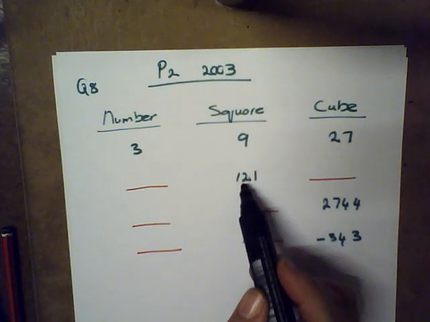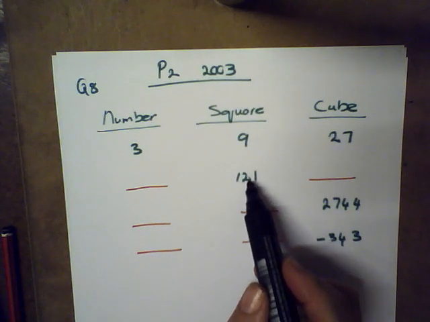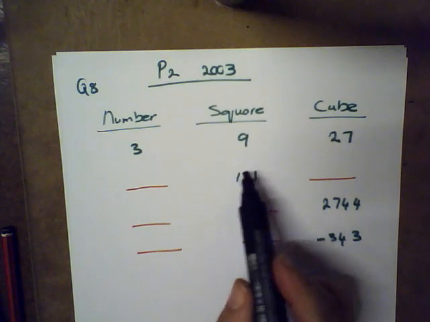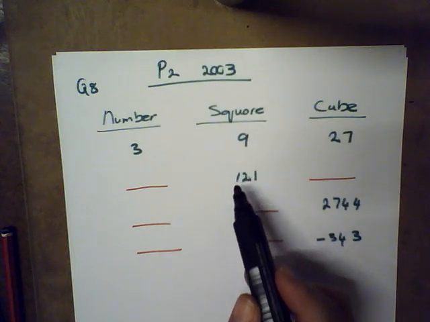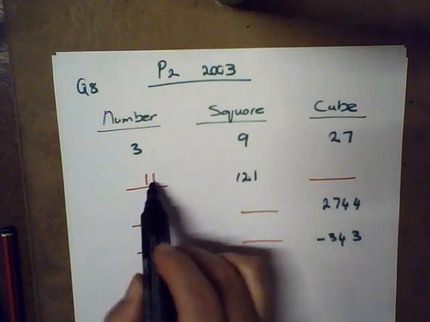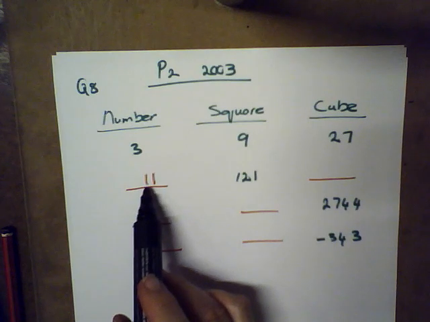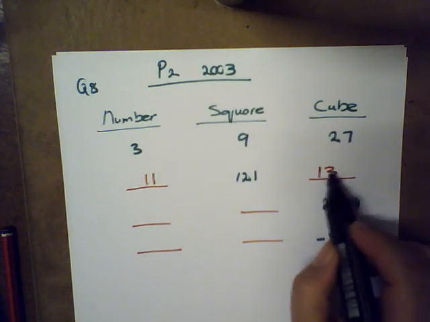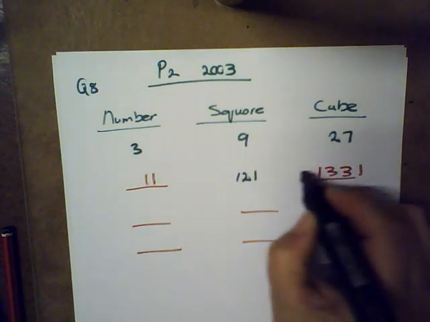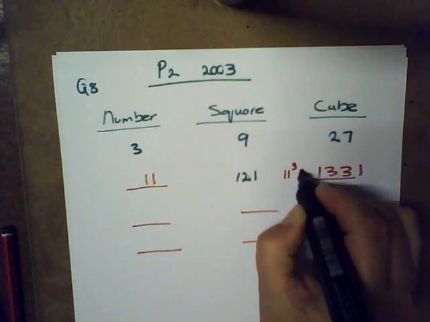To find the square of 21, I need to take the square root of 21, and if I do that, I get 11. 11 cubed would give me 1331. So the answer there would be 1331, which is 11 cubed.